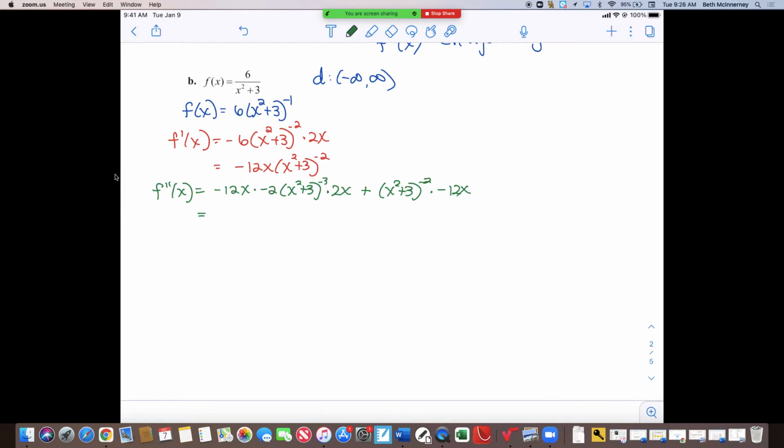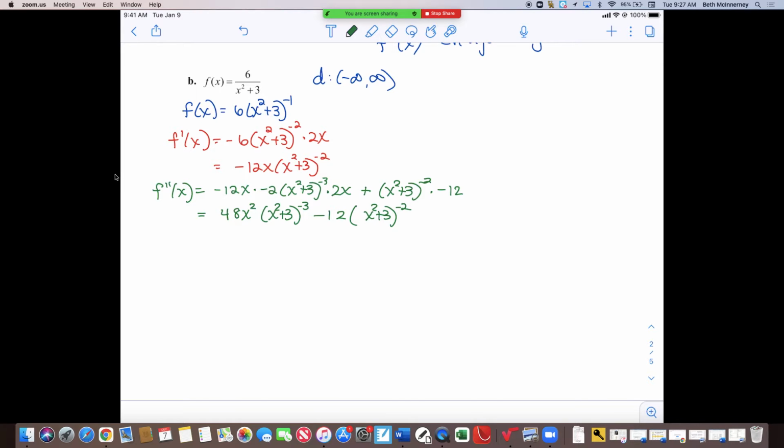So what is that? 48x squared times x squared plus 3 to the negative 3 minus 12x times x squared plus 3 to the negative 2. Yes, thank you. Because the derivative of negative 12x is just negative 12.